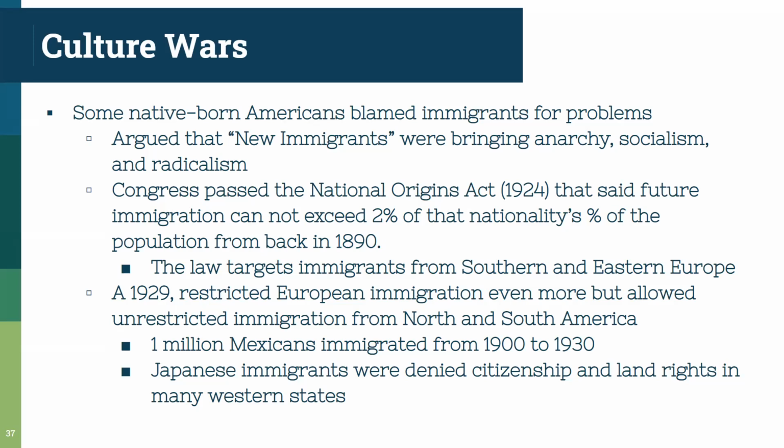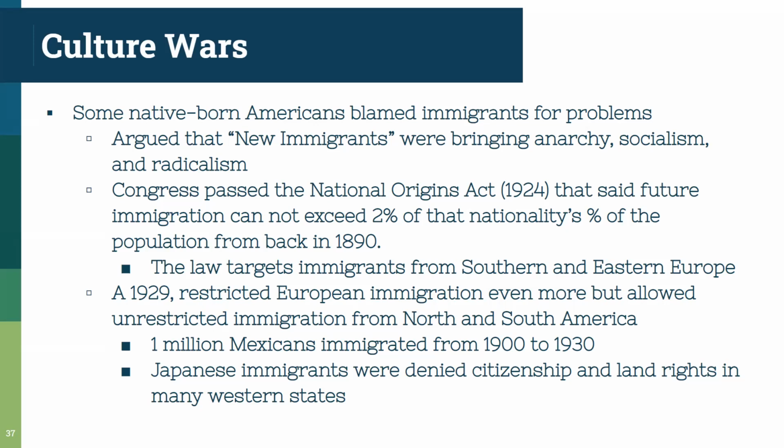But if there's 100,000 Englishmen in the United States, that means that 2,000 English immigrants could come into the United States. So they intentionally picked the year 1890 because that's a year when there was a very small population of people from Southern and Eastern Europe. So that way, not very many people from those countries could immigrate into the United States.